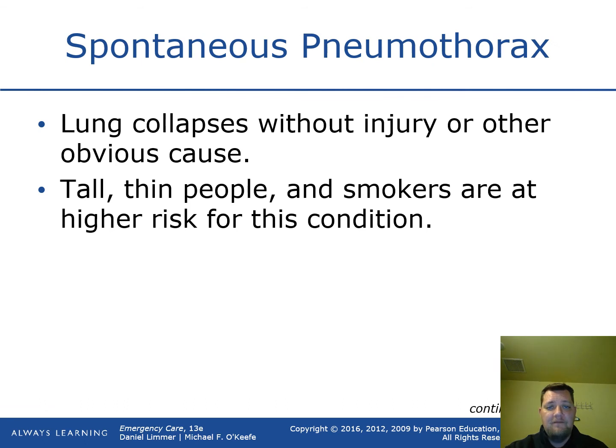Okay. So spontaneous pneumothorax. This is when air builds up in the space between the lung and the chest wall, and that pressure that builds up can cause a collapsed lung. It typically occurs when they don't have any other injury. So it just happens, okay? It typically occurs in tall, thin people, and smokers are at higher risk for this condition.